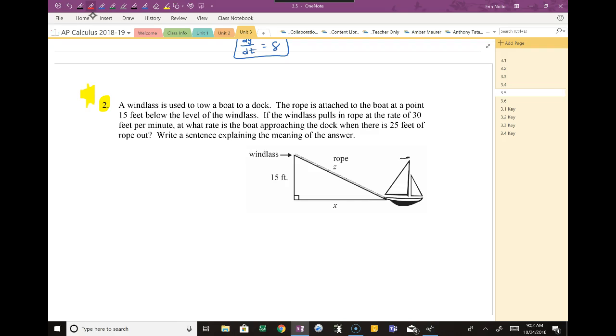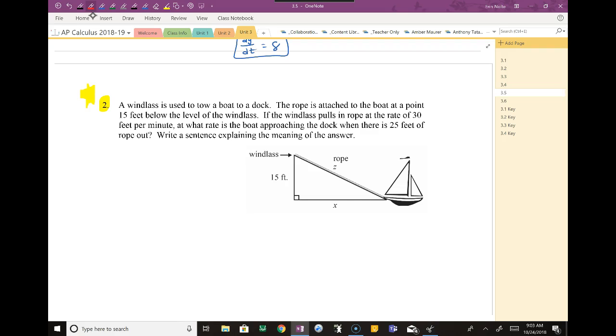So the given information is on the little triangle. If the windlass pulls the rope at a rate of 30 feet per minute. I'm going to stop right there, and I'm going to identify the information that was just given to me. It says, if the windlass pulls the rope at a rate of 30 feet per minute. What is that giving me?